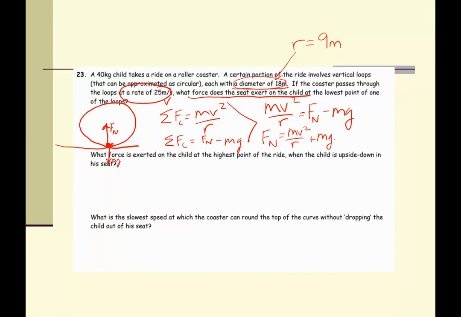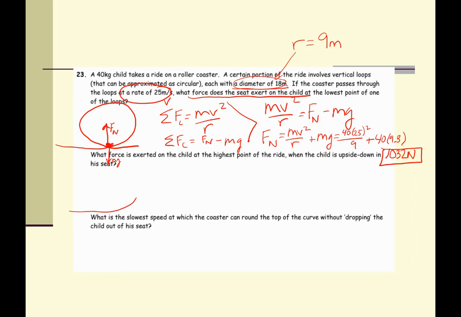So I end up getting that we have a 40 kilogram child times 25 meters per second squared, and I'm not putting my units here for sake of space, divided by 9 plus 40 times 9.8. And in the end, I end up getting that the force being applied by the seat on the child at that point is 1,032 newtons.